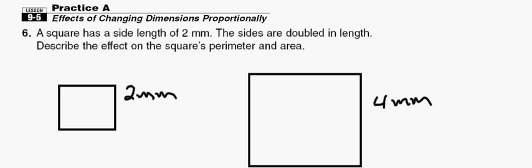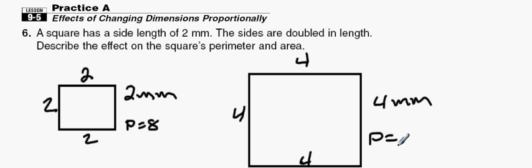Alright, number 6. A square has a side length of 2 millimeters. The sides are doubled in length. Describe the effect on the square's perimeter and area. So quickly, if I look at a square, all the sides are the same. So 2, 4, 6, 8. My perimeter here is equal to 8. Here I have 4, 4, 4, and 4. So my perimeter here is equal to 16. So doubling the side length will double the perimeter.